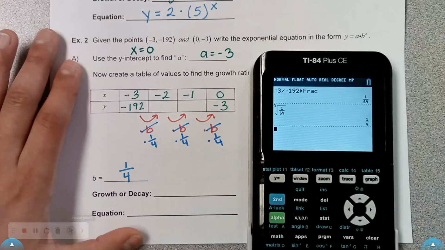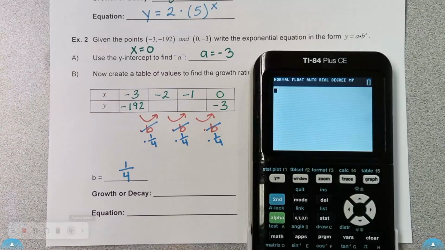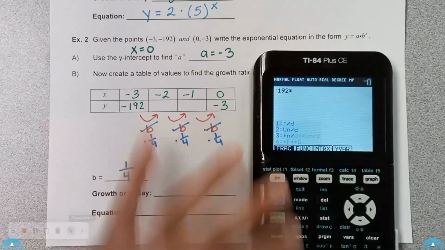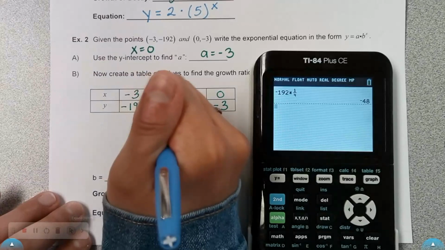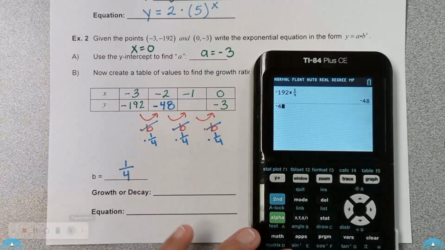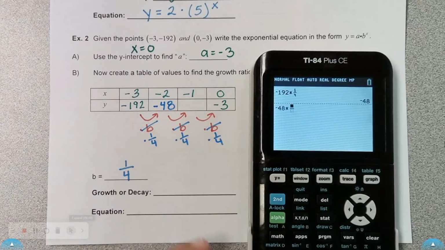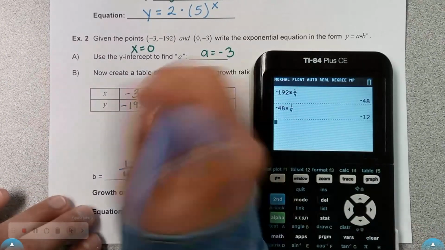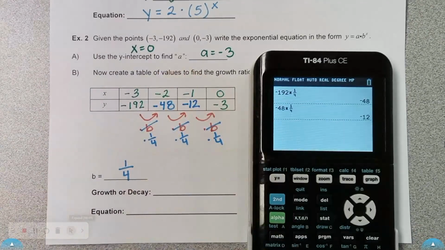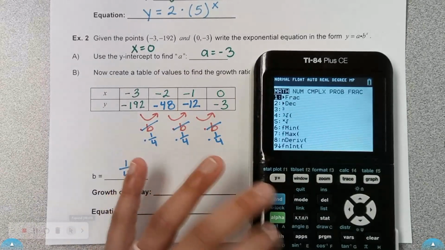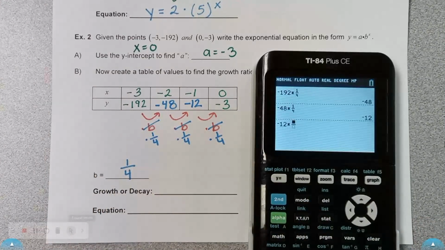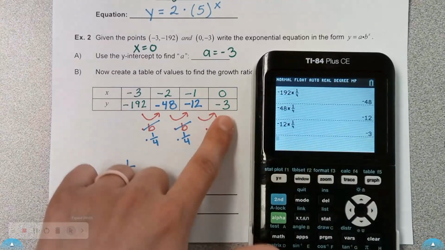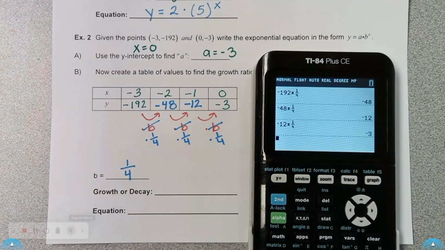And so I'm going to find the rest of the numbers in my table. So I have negative 192 times 1/4. That gives me negative 48. And then I'll take that and multiply that by 1/4. Negative 12. And just to verify and make sure I get negative 3, I'm going to then type that in. So that way I can double check. And I end up with negative 3, which is what I wanted.